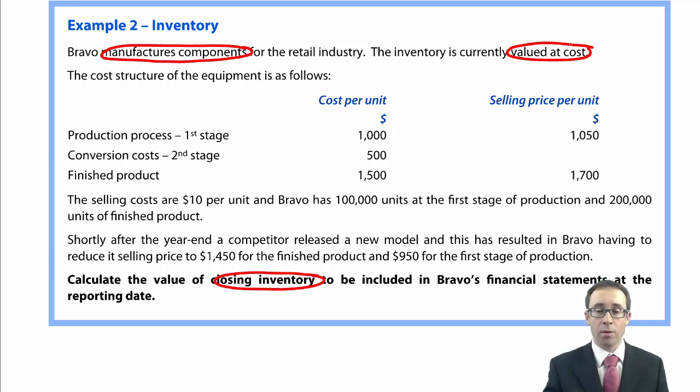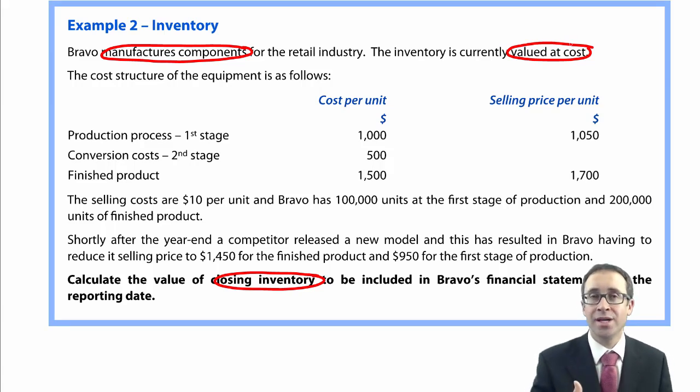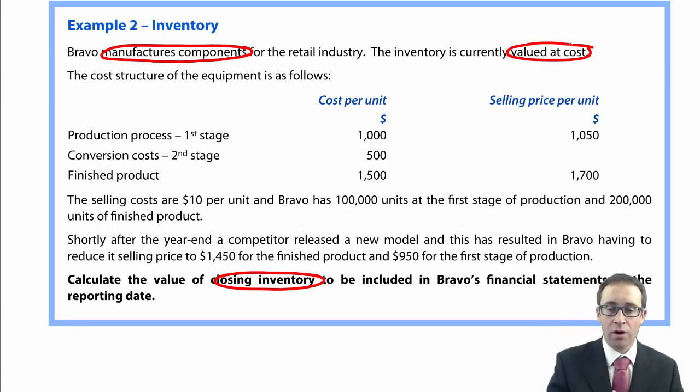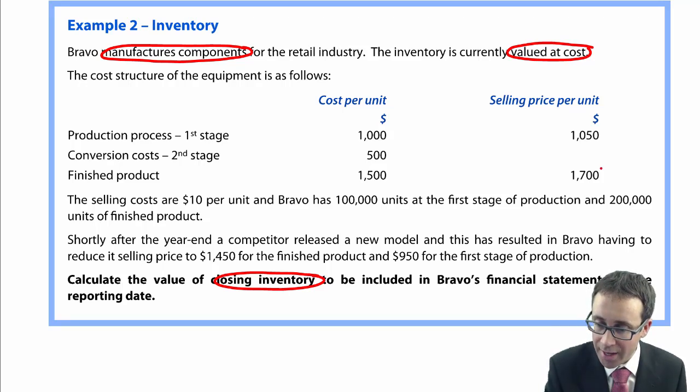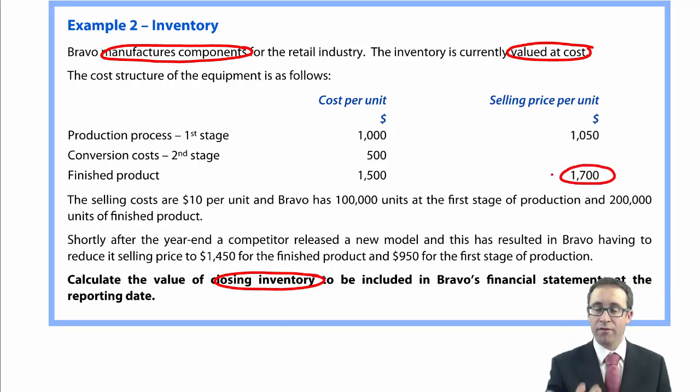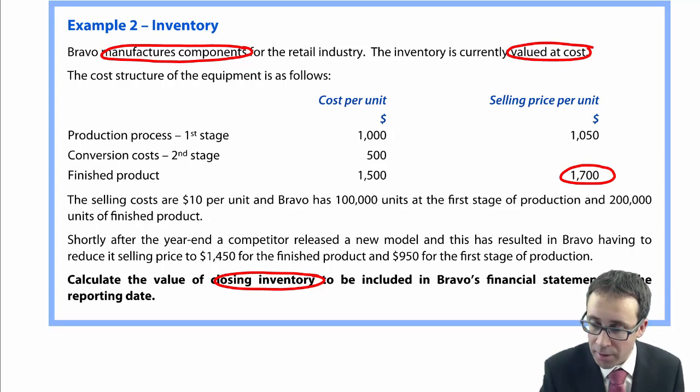We're then told the cost structure of the equipment as follows, and you can see there that this inventory is subject to a process. You've got the production process, then you convert what is produced into a finished good. And you can see there that you have the cost per unit for the production process, the conversion costs on top, which then add to give you the cost of, if you like, that finished good. Just note you're given the selling price per unit. So when you're comparing the cost to the NRV, you're looking at the selling price of the finished product, the $1,700 per unit.